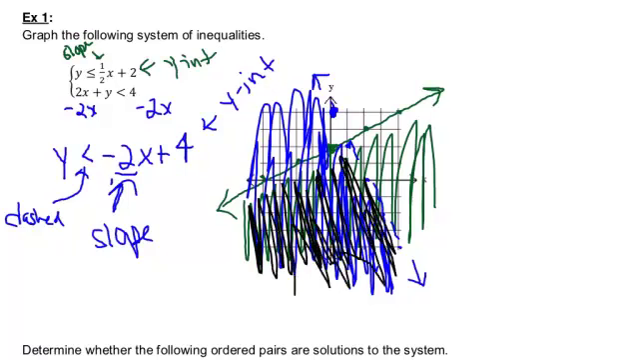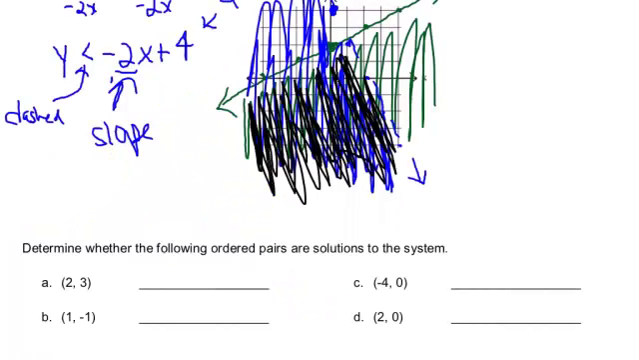So our solution to these two inequalities is this black shaded section. And just like we did with systems, if we were to plug in a point in this black shaded area, it should work for both inequalities. If we plug in any other point, it won't work for both, it will only work for one or the other. So the next part of our example is to determine whether the following ordered pairs are solutions to the system.